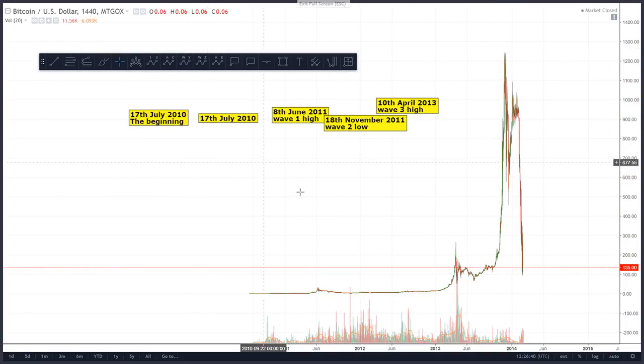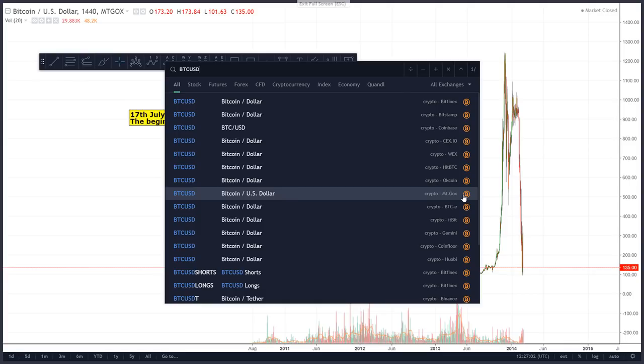Okay. Now it's very interesting to, well, first of all, before we go into each individual wave, which we will be analysing because it will give us a clue as to what will happen in current time, 2018, what we can expect. So let's just go back to Bitstamp, so BTC USD.